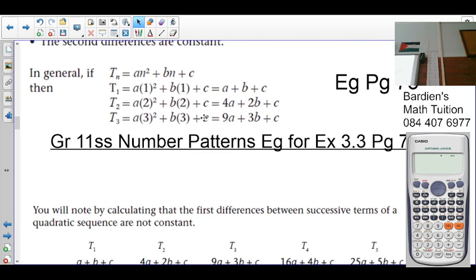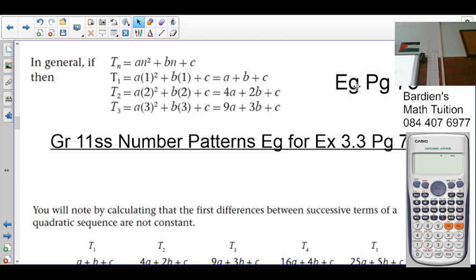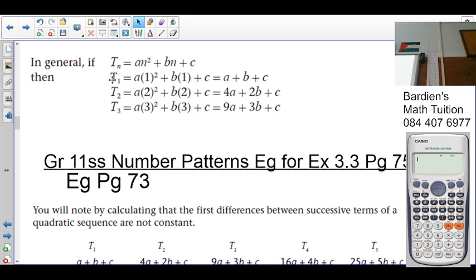In general, if you are given Tn is equal to an squared plus bn plus c, you'll notice that when you substitute 1 for n, it's going to be a plus b plus c, not so? So term 1 is a plus b plus c. For term 2, n is now 2. So a times 2 squared, which is 4a, b times 2 is 2b, plus c. Term 3 is going to be 9a plus 3b plus c. Can you see that, people?